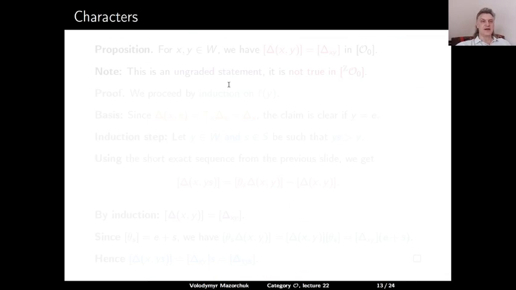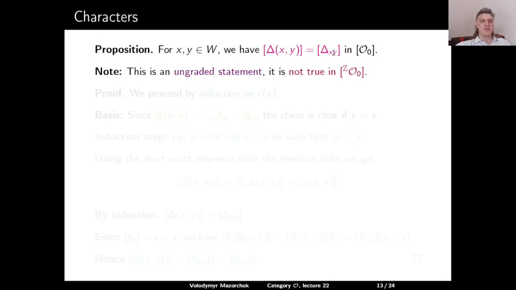Now we can discuss the character of twisted or shuffled Verma modules. So the claim is that for any x, y in W, the image of delta xy in the Grothendieck group of O0 is equal to the image of delta xy. So the character of delta x, y coincides with the character of the Verma module delta xy. Please note that this is an ungraded statement. It's important that here we speak about the Grothendieck group of O0. An analog of this statement in O0Z is not true.